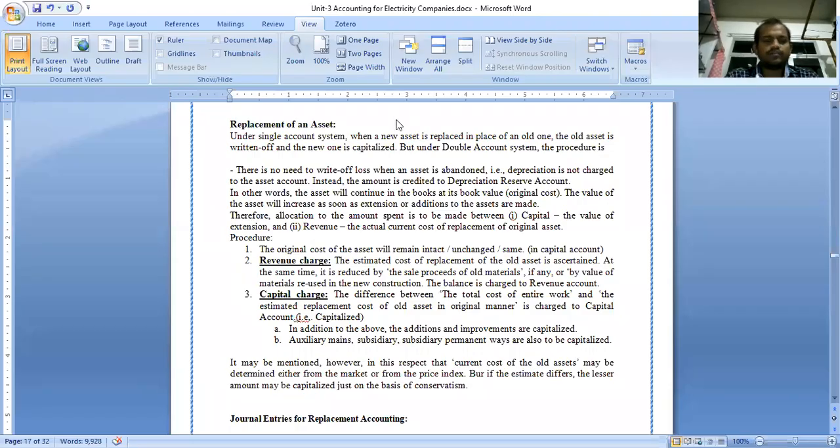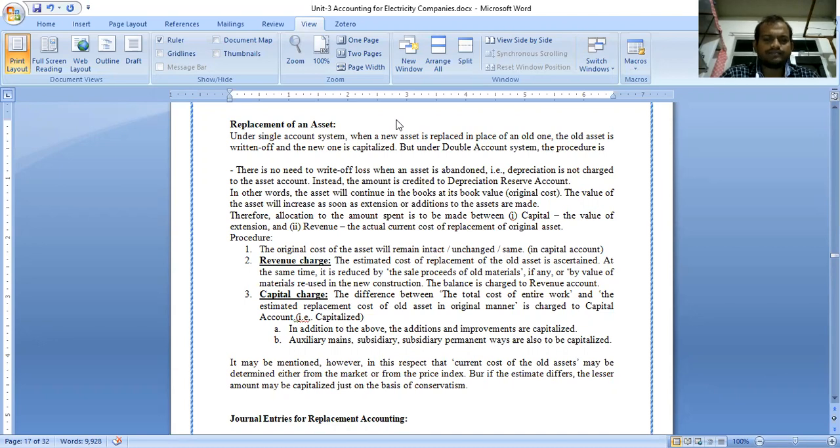So replacement of an asset. Under the single account system, when a new asset is replaced in place of the old one, the old asset is written off and the new one is capitalized. But under the double accounting system, okay, what is the double accounting system? So question number one.